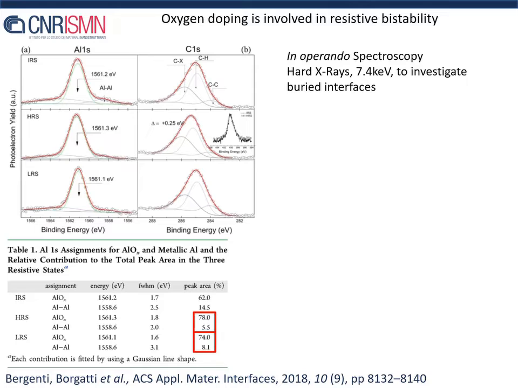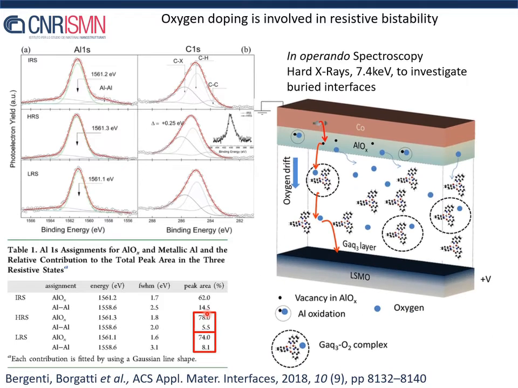When the device was set in a high conductance state, we detected a smaller amount of oxide in the aluminum oxide barrier. When the device was set in the low conductance state, instead, the tunnel barrier was more oxidized. This provides a clue on what is going on inside our devices.